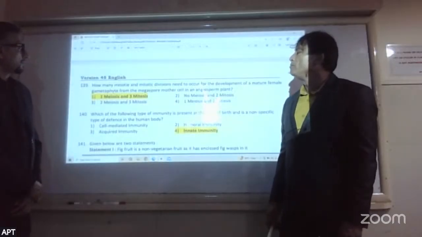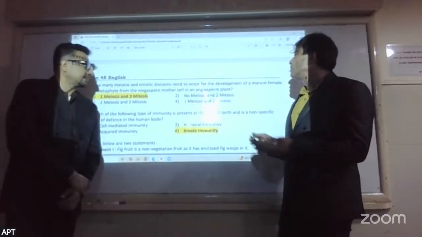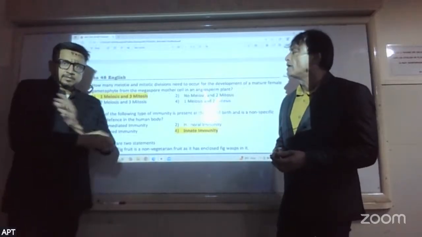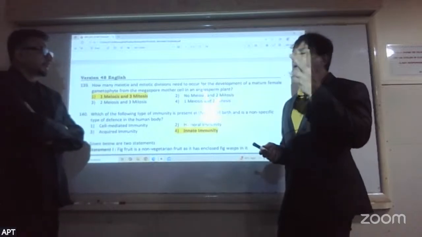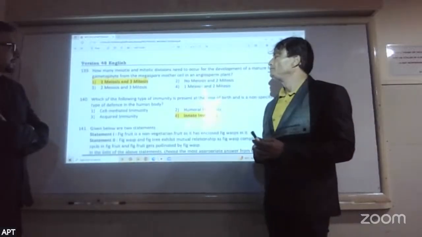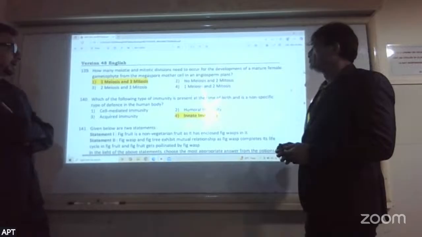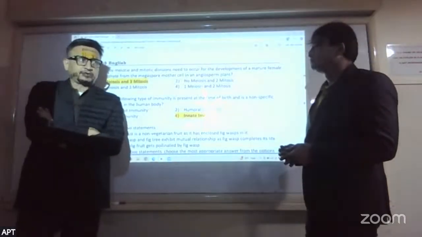Further, how many meiotic and mitotic divisions need to occur for the development of a mature female gametophyte from the megaspore mother cell? 1 meiosis, 3 mitosis, straight on. Next. Which of the following types of immunity is present at the time of birth and is a non-specific type of defense in the human body? That's called innate immunity. Again, it's straight from the chapter.